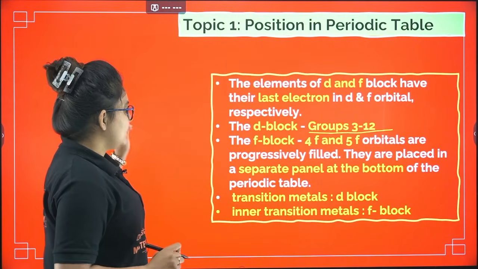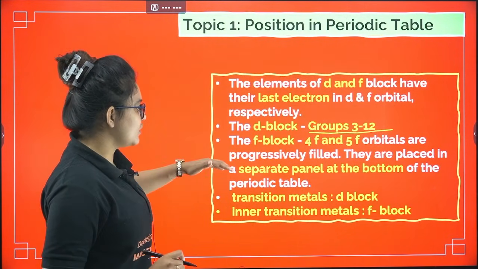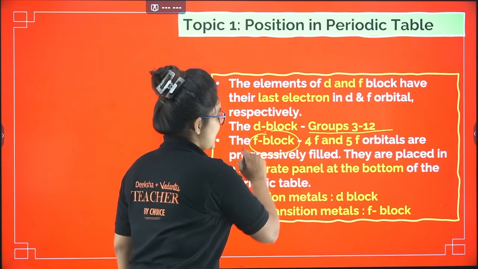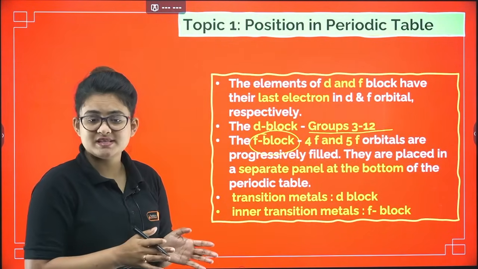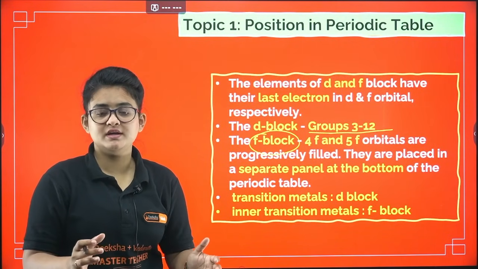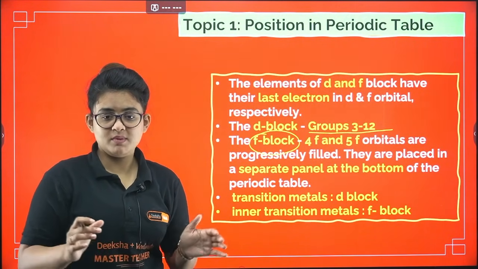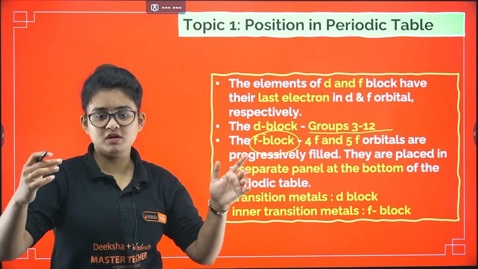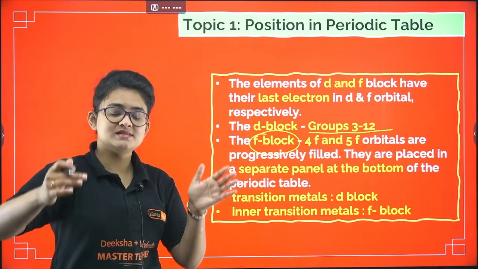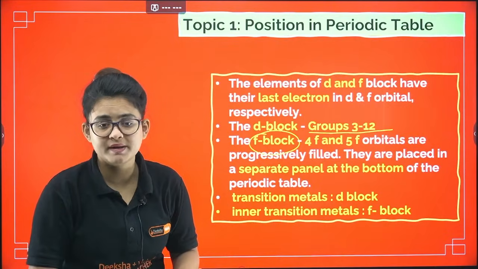The D and F block elements have separate space, a separate panel at the bottom of the periodic table where they are situated. D block elements we can call 3 to 12, but F block elements have a different panel that is represented just below the periodic table.